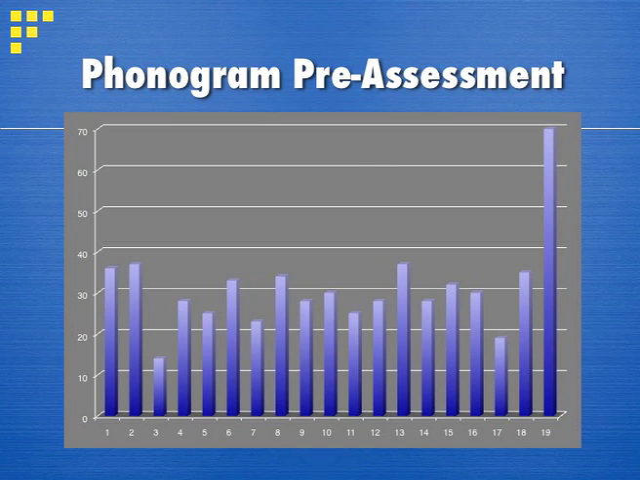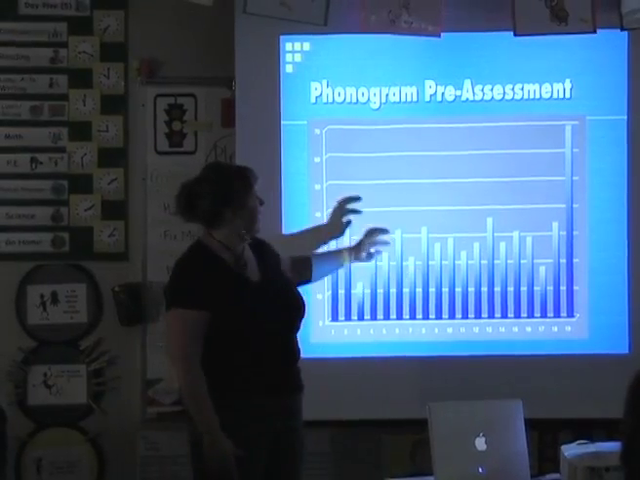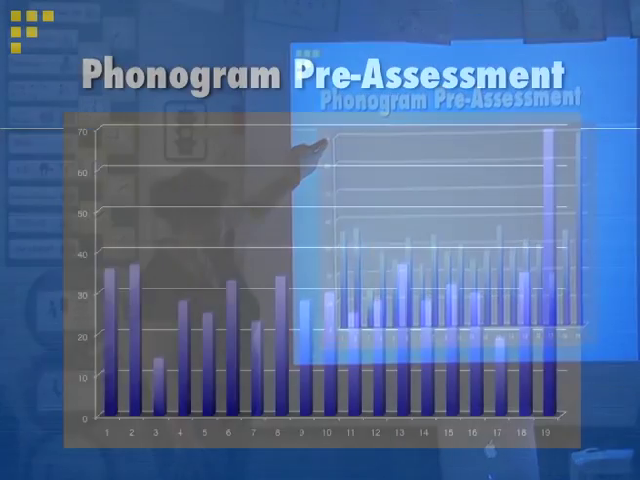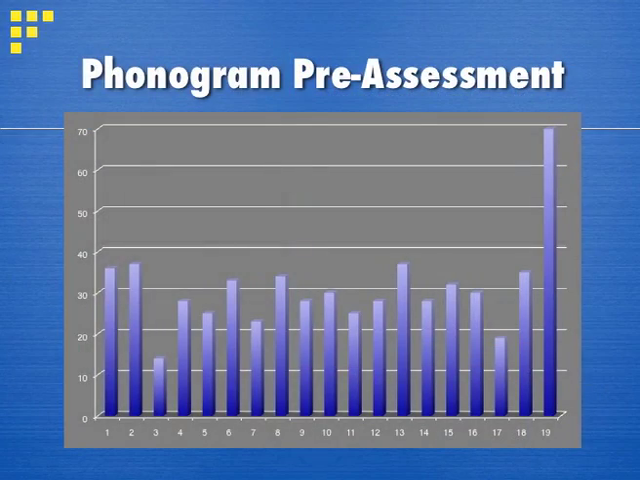This is our pre-assessment. Now, the numbers down at the bottom represent your student's number, okay? Number 19 is actually the total amount of phonograms. It's not a student. We only have 18 students in our class. I told you your student's number, and I did put this graph in your folder as well, so you'll be able to see where our class is at.